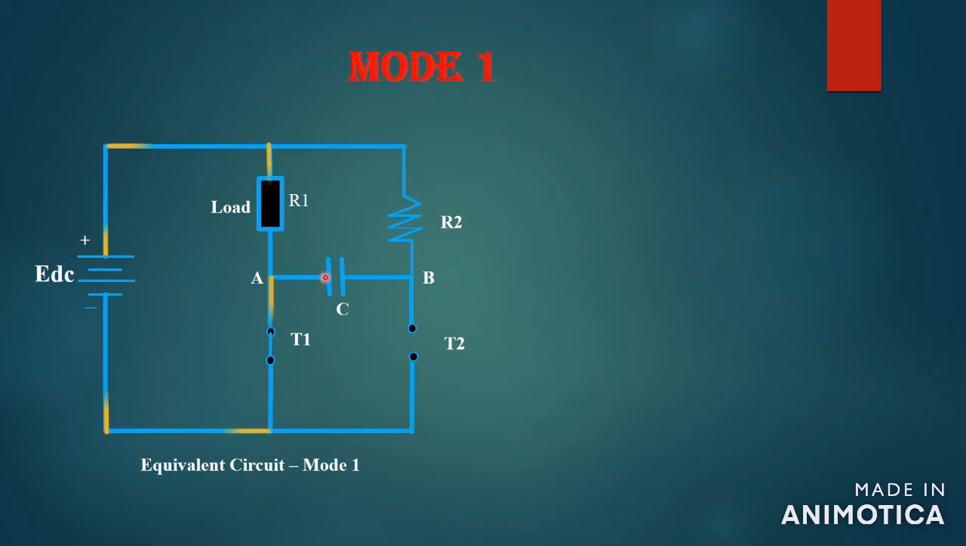So here the terminal A of the capacitor is connected to the negative of the supply voltage, and terminal B is connected to the positive of the supply voltage. So the capacitor will get charged with minus and plus as shown in the figure. So this is what we have discussed.